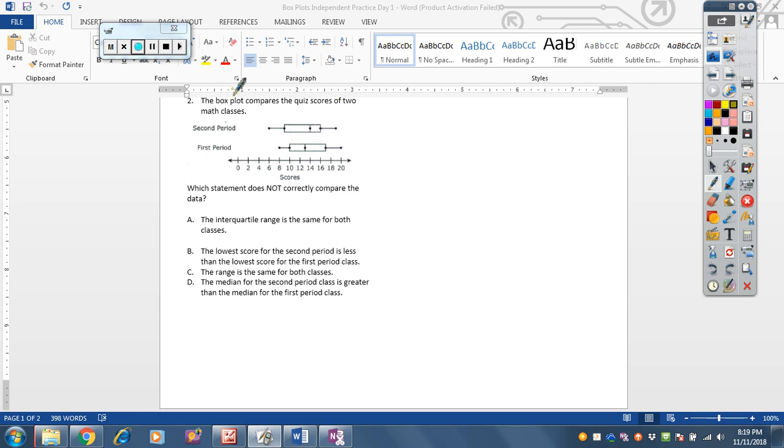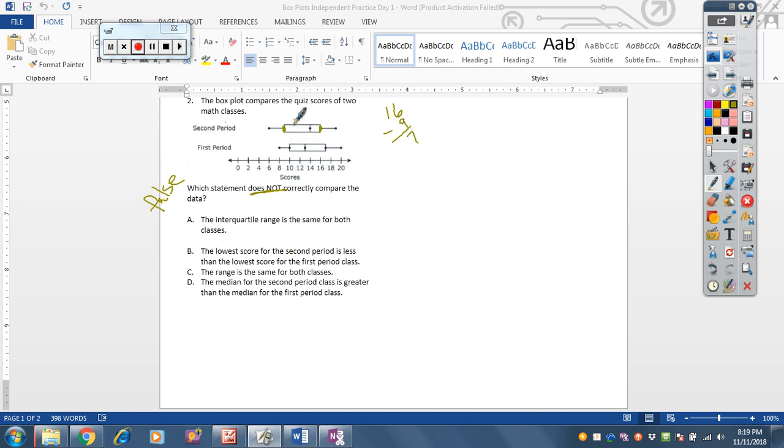The box plot compares the quiz scores of two math classes. Which statement does not correctly compare the data? We are looking for false on this one. So A says the interquartile range is the same for both classes. Remember, that's the box. And the range is the subtraction. So that's the biggest number in the box minus the smallest number in the box.